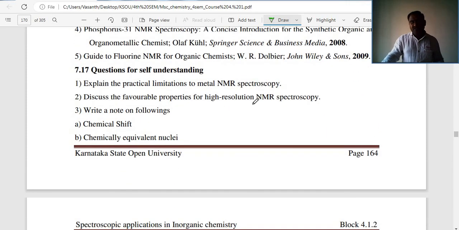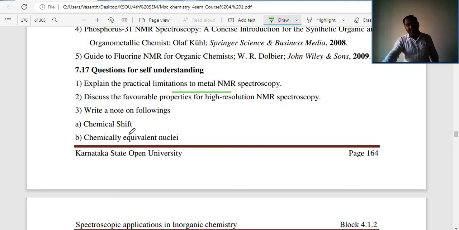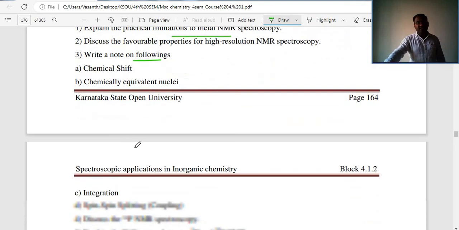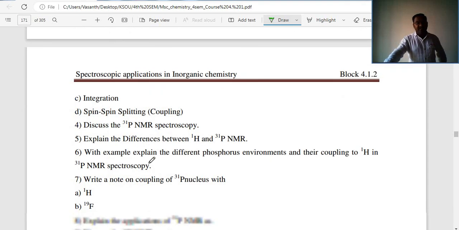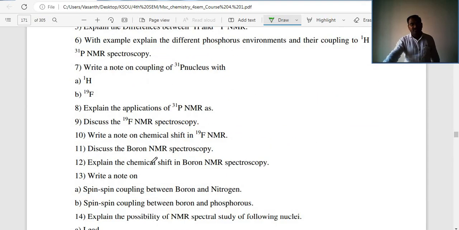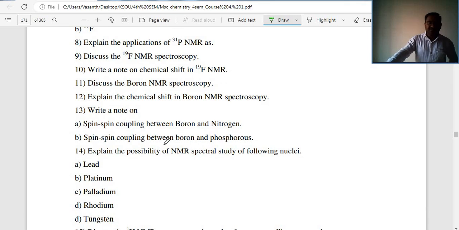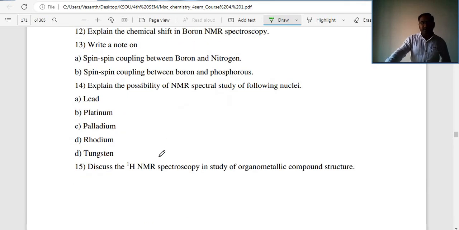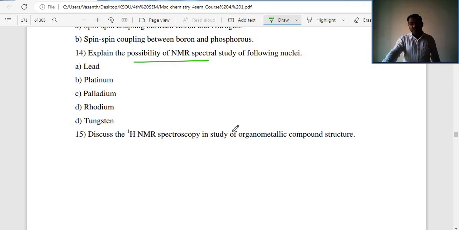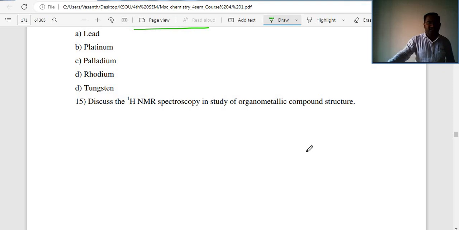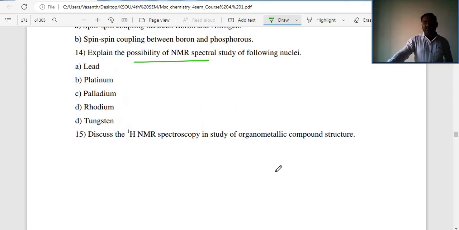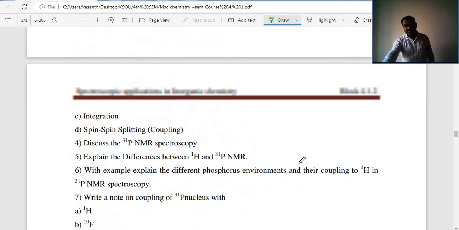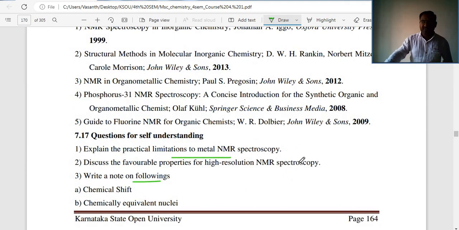These are all important questions. Please go through them. That is most helpful for your semester examinations. Practical limitations to metal NMR. Write a note on chemical shift, equivalent nuclei, integration, and spin-spin coupling. Write a note on the spin-spin coupling between boron and nitrogen, boron and phosphorus, and the possibilities of NMR spectral study of lead, platinum, palladium, rhodium, tungsten. What is the importance of proton NMR in organometallic compounds?